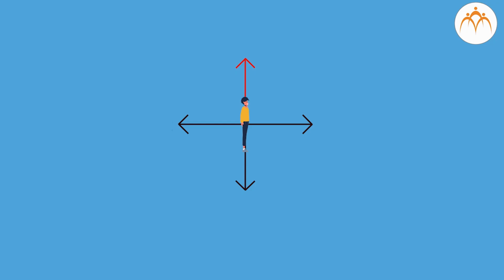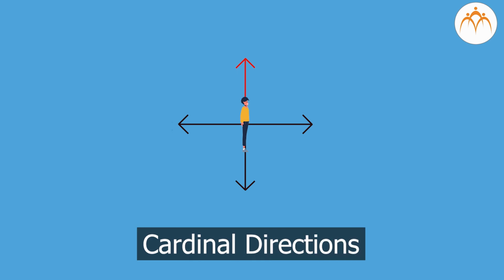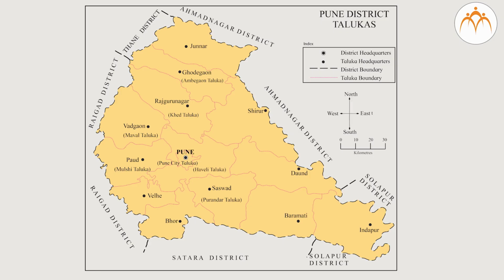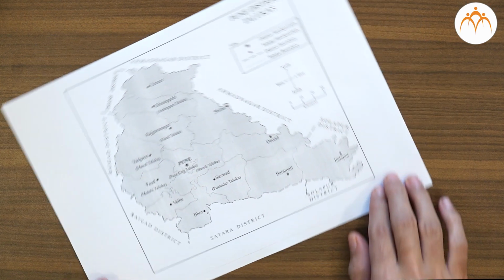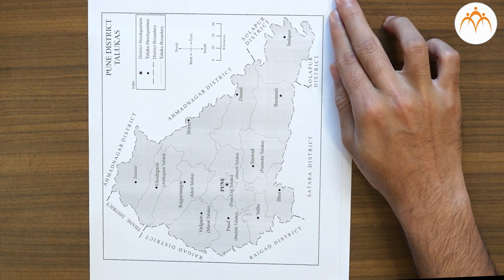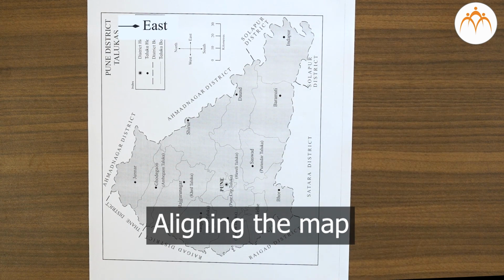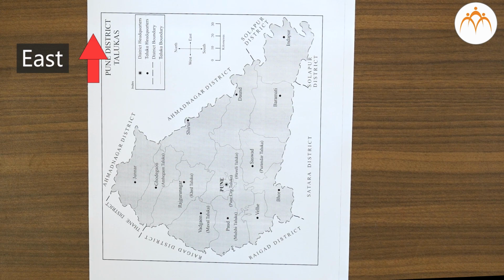Summary. The four cardinal or main directions are east, west, north, south. The directions given in the map is called compass rose. Any one of the directions on the compass rose is aligned with the actual direction around us to know the directions of the places in the map.